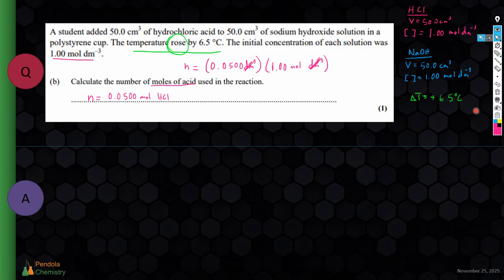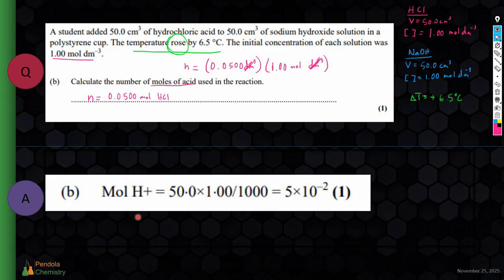Notice, we're not asked to use the delta T. We're not looking at sodium hydroxide, because right now what we care about is what part B is asking us for, which is the number of moles of the acid. They guide you through the process. Trust the questions to guide you through the process, because this is going to be a number that we are going to use later when we calculate delta H.